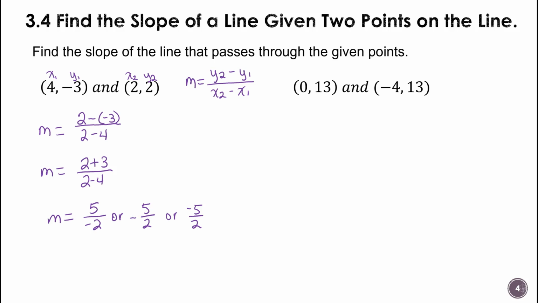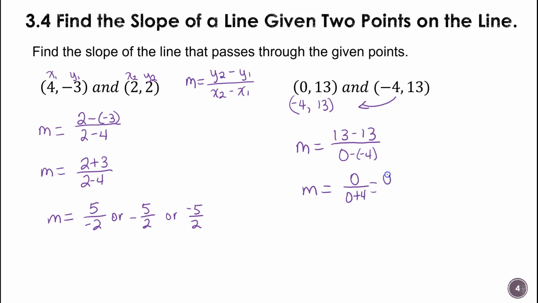Okay, so on this one, I'm going to take the second ordered pair and write it below the first ordered pair. And then we're going to use our formula, right? So I'll do 13 minus 13 and 0 minus negative 4. So that's 0 over 0 plus 4. Now at this point, hopefully you realize that 0 divided by 4 is 0. So my slope is 0 in this case. Always make sure you simplify that and don't just leave the 0 in the numerator.